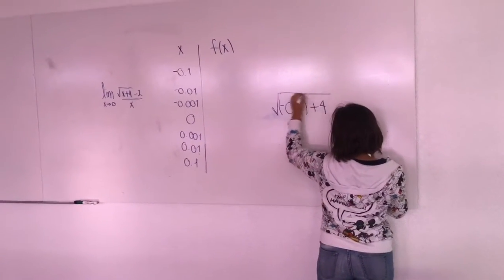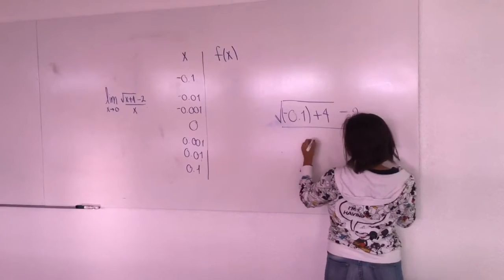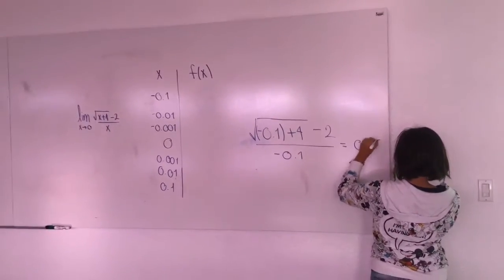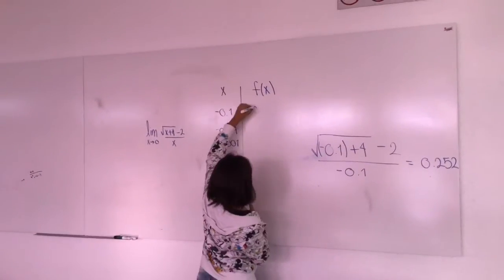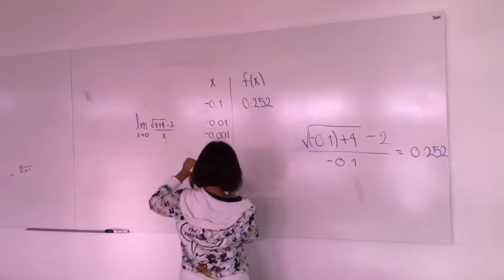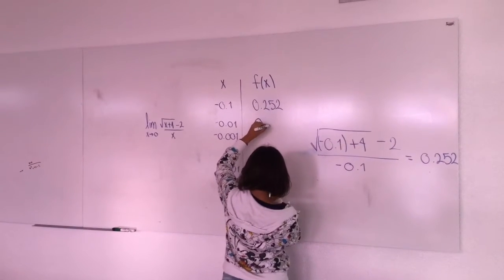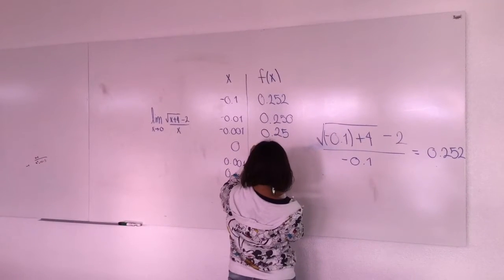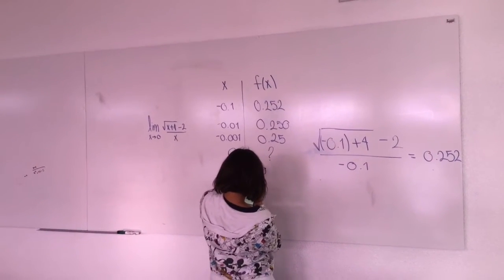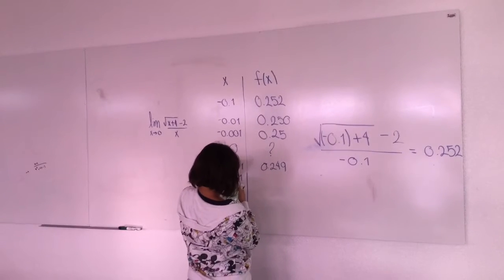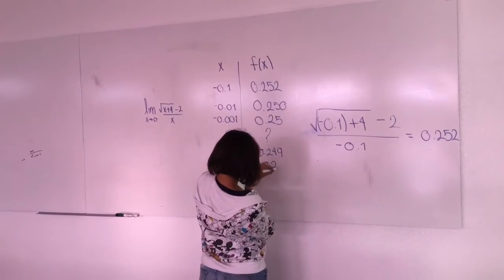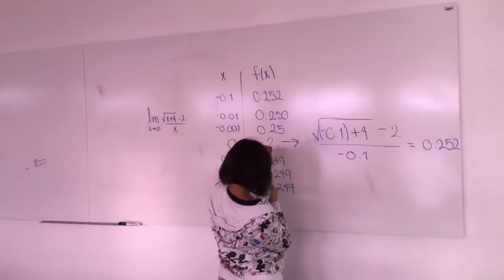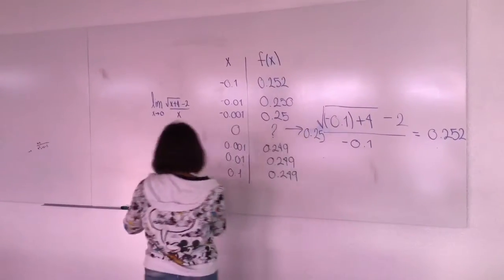Then we have to replace the above values in the function so we can obtain the f of x values. Like in this case, we have our result. In each of the values, we have to solve and replace, to obtain at the end our value. The limit of the function is 0.25.